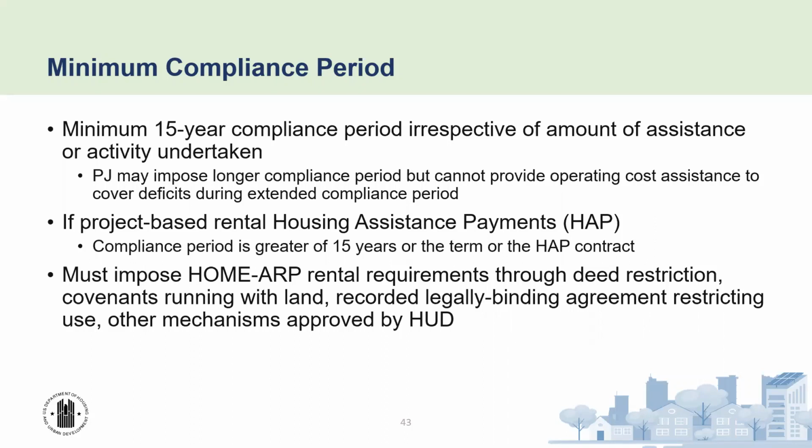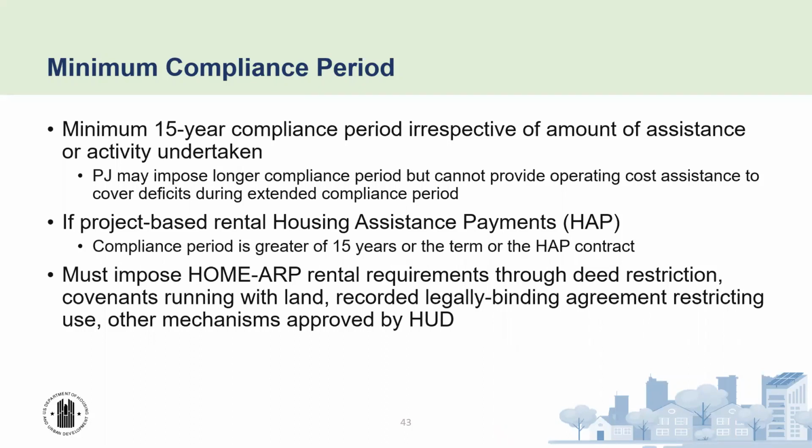For projects receiving project-based housing assistance payments, or HAP, the compliance period is the greater of the HOME-ARP 15-year compliance period or the term of the HAP contract. If the HAP contract term is longer than the HOME-ARP compliance period, PJs should make sure that they extend the HOME-ARP restrictions to match the term of the HAP contract.